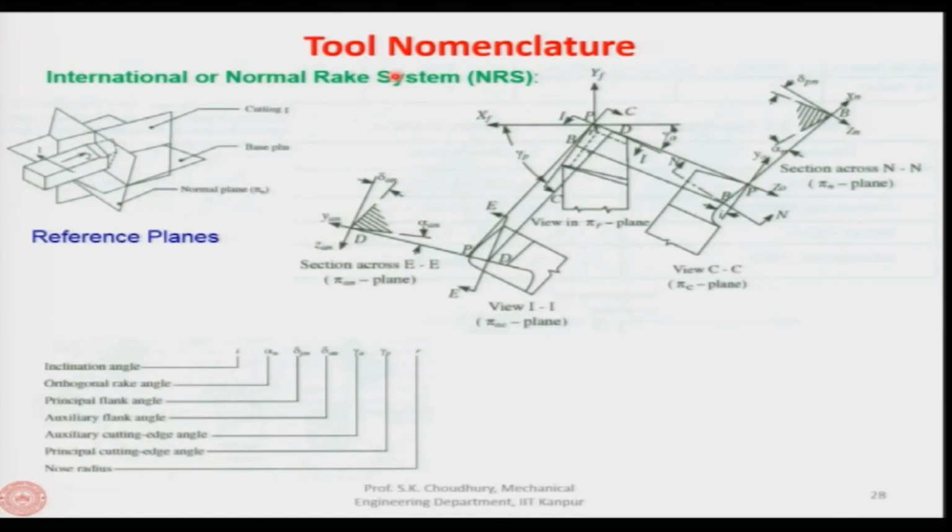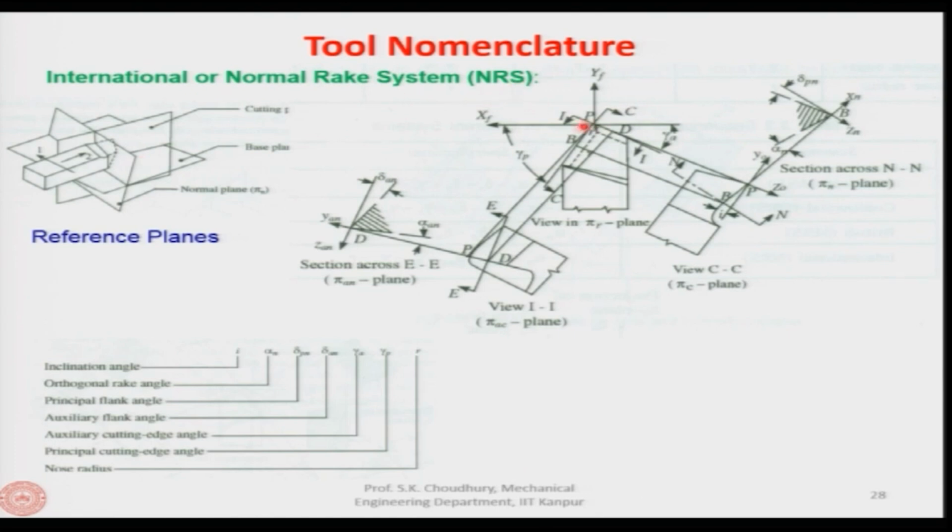Here there are planes which are used. One is the base plane, which is the same as in the ASA or the ORS system. Another plane is the cutting plane, which is the same as in the ORS system. This cutting plane contains the cutting edge. The only thing is that this is the normal plane, which is different from the planes taken in the ASA or the ORS system, and this normal plane is perpendicular to both the base plane and the cutting plane. So, these are the 3 mutually perpendicular planes in which the angles are given in the NRS system. NRS stands for the normal rake system.